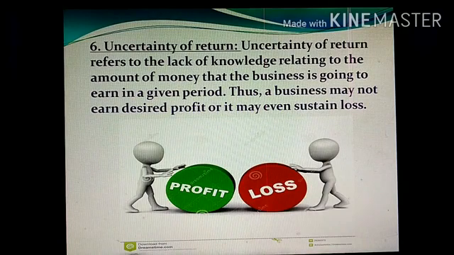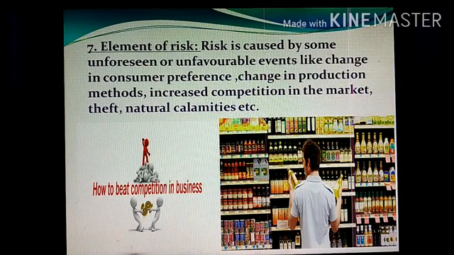And the next one is uncertainty of return. Uncertainty of return refers to the lack of knowledge relating to the amount of money that the business is going to earn in a given period. Thus, a business may not earn desired profit or it may even sustain loss. The last characteristic of business is element of risk. Risk is caused by some unforeseen or unfavorable events like changes in consumer preference, changes in production methods, increased competition in the market, theft, natural calamities, etc. So these are the main characteristics of business.